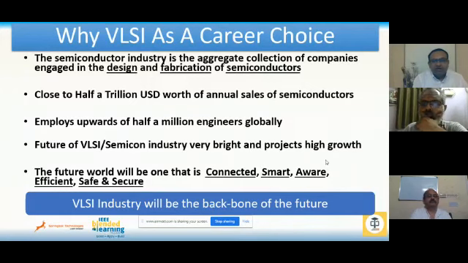Future of the VLSI semicon industry is very bright and projects high growth. And I will be talking about that in the next few slides, and it will be evident to you why I recommend VLSI as a career choice to the engineers who are attending the call today. The future world will be one that is connected, smart, aware, efficient, safe, and secure. And each of these are very critical, needed aspects of what we think is going to be a smart world. And the VLSI industry will be the backbone of enabling that smart world. And I call upon the engineering community and the people here who are attending the call to give VLSI a serious career choice for themselves.